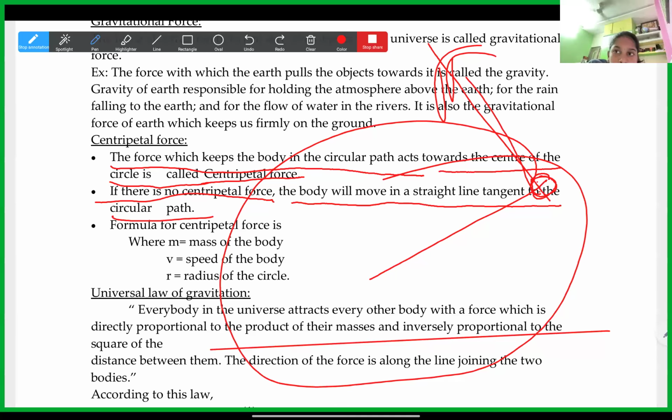So the formula for centripetal force is, where m is the mass. I think it should be shown, but there was some error and it didn't print.